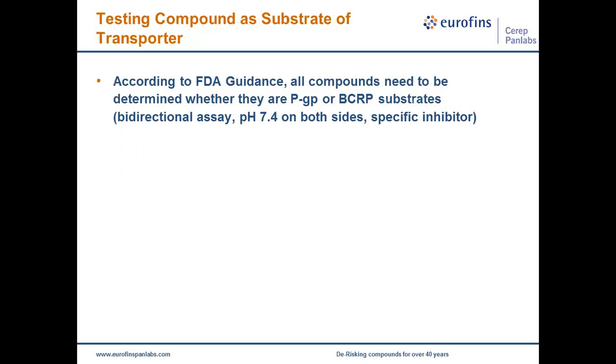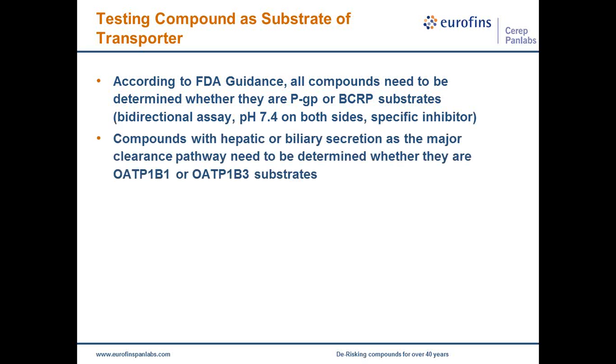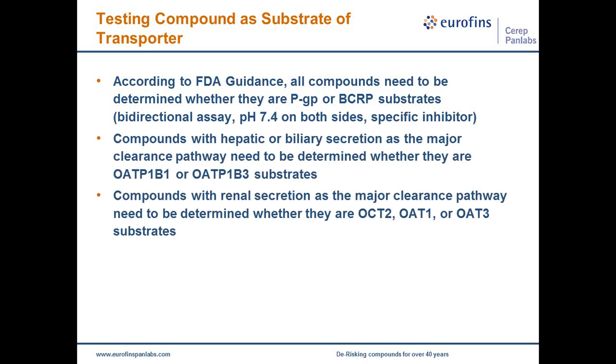And P-gp and BCRP are widely distributed in many important organs and tissues such as the intestine, liver, and the blood-brain barrier. So the FDA recommends that all compounds be tested to determine whether they are P-gp or BCRP substrates. And depending on the clearance pathway, compounds are also recommended to be tested to see if they are substrates of OATP1B1 or OATP1B3, or if they are substrates of OCT2, OAT1, and OAT3.